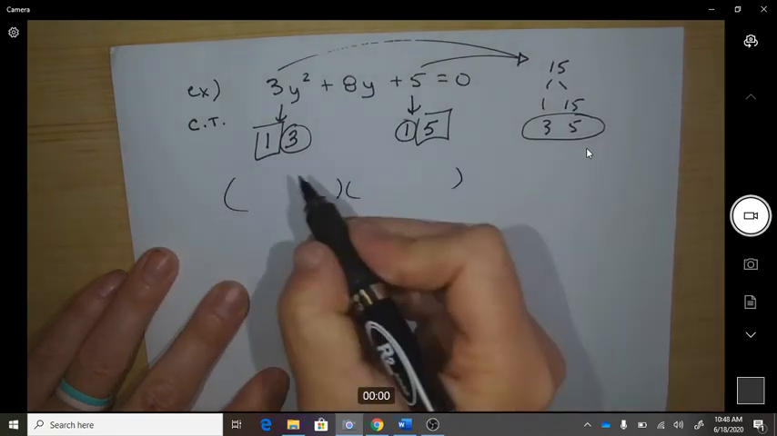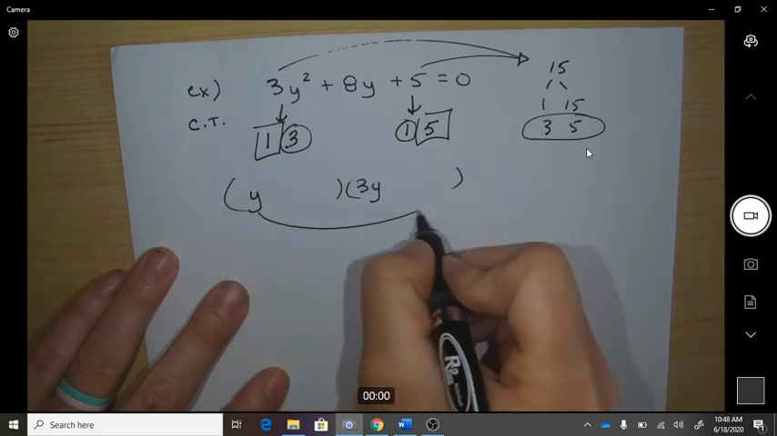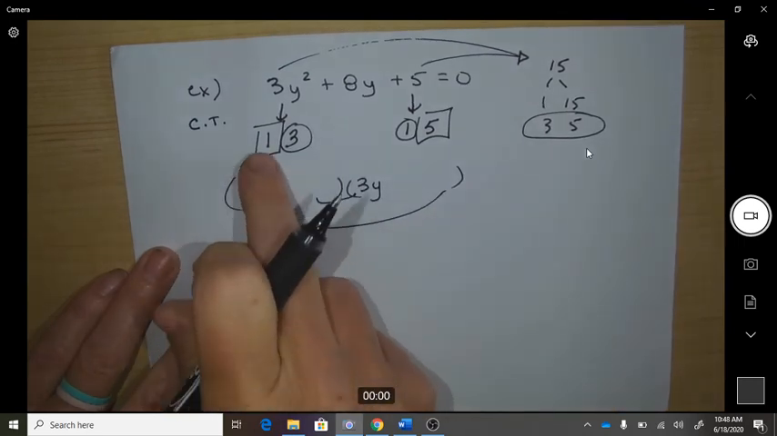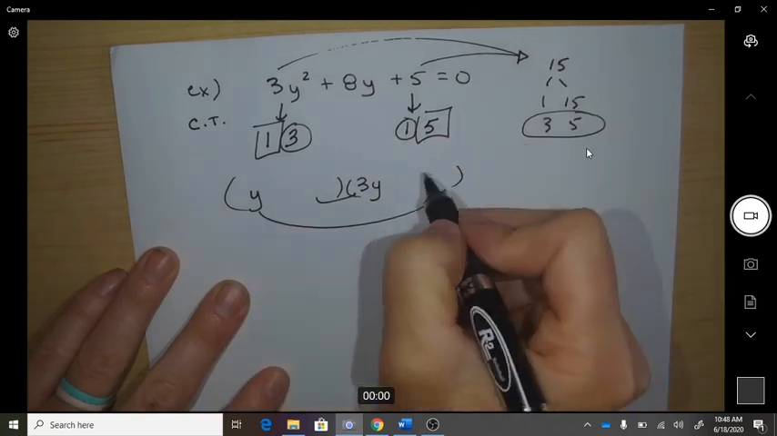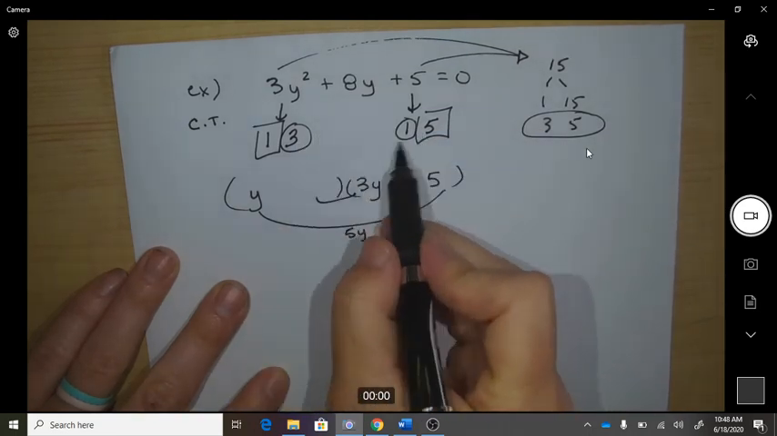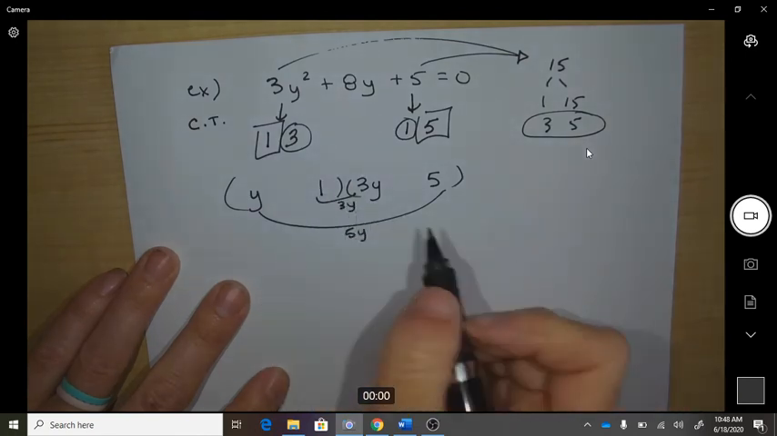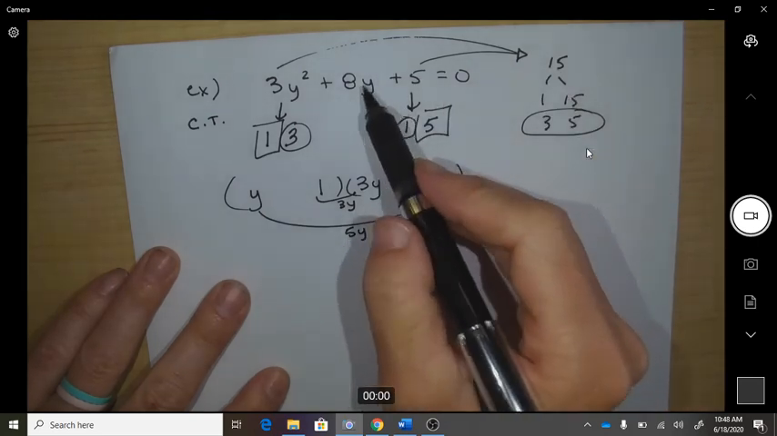So in my brackets, this is a y plus 1 and a 3y plus something. My pair-ups: the 1 goes with a 5, so that's 5y. The 3 goes with a 1, so that's 3y, and I want everything positive, positive.